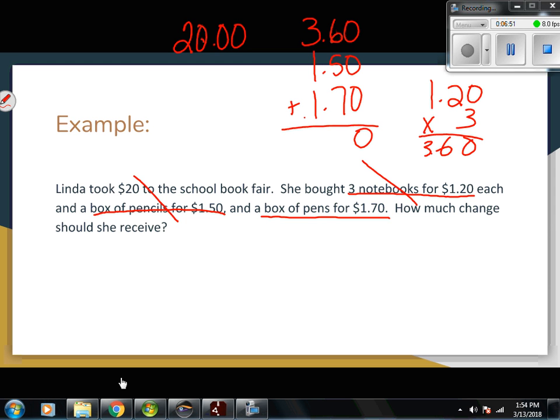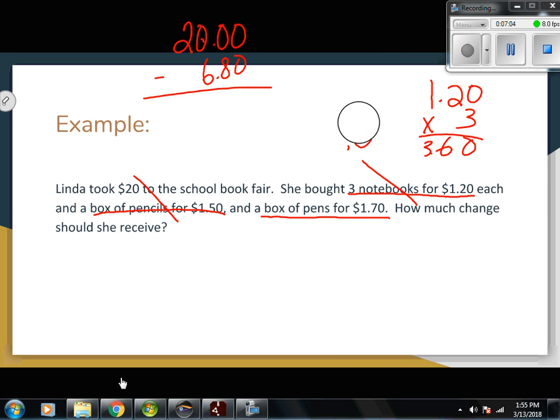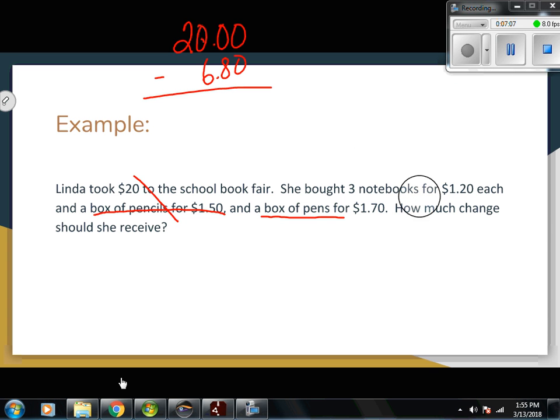6 plus 5 is 11, plus 7 is 18. Carry my 1. $6.80. And we need to know how much change she had. Here we get into some tricky stuff because you are always concerned that you're not borrowing correctly. So let's take a look and see how we would do this.